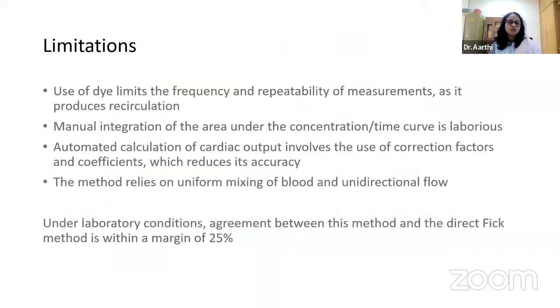So what are the limitations of these thermodilution techniques? The use of dye limits the frequency and repeatability of the measurements, and manual integration of the area under the curve is laborious. Automated calculations of cardiac output involve correction factors and coefficients, which reduce accuracy. This method relies upon uniform mixing of the blood and unidirectional flow. When these are altered, the cardiac output is not directly proportional. Under laboratory conditions, it is similar to the direct method within a margin of 25%, compared with the fixed method of measuring the cardiac output.